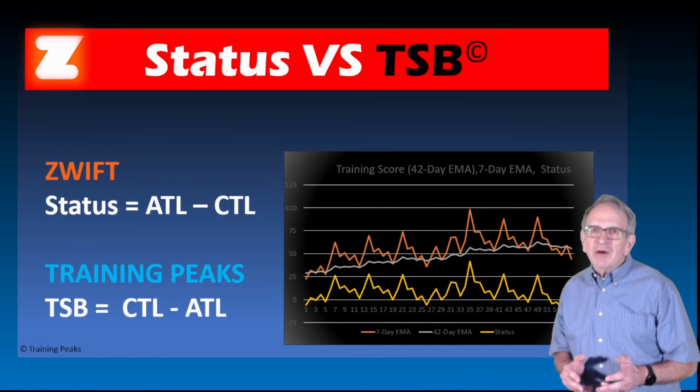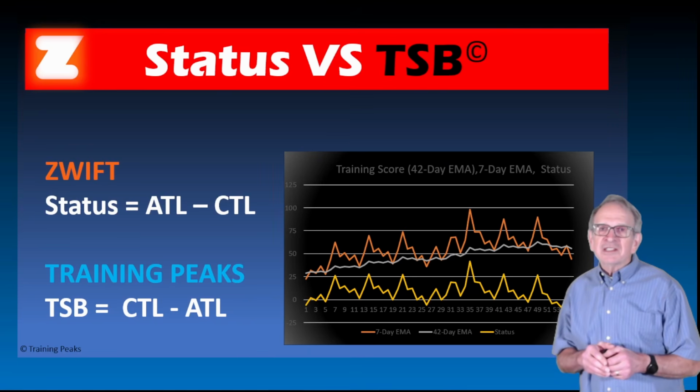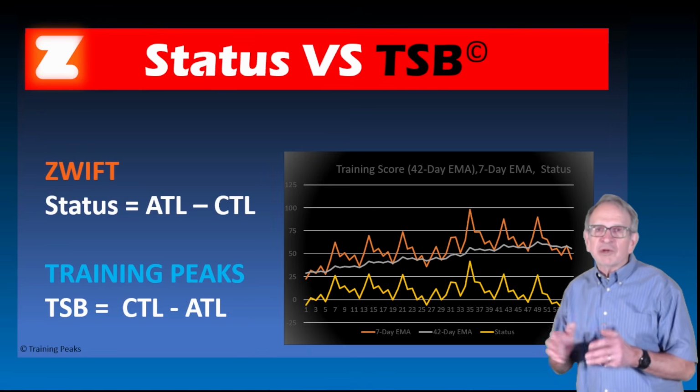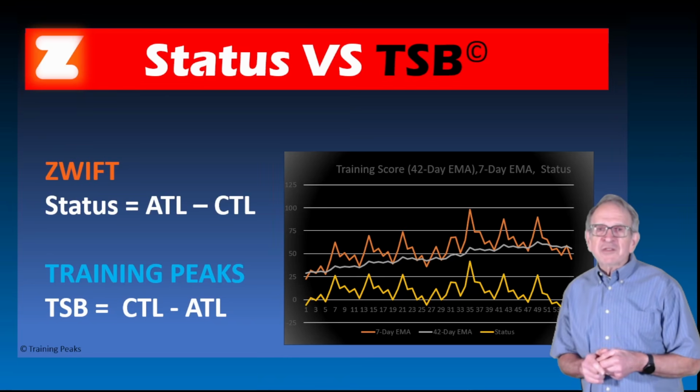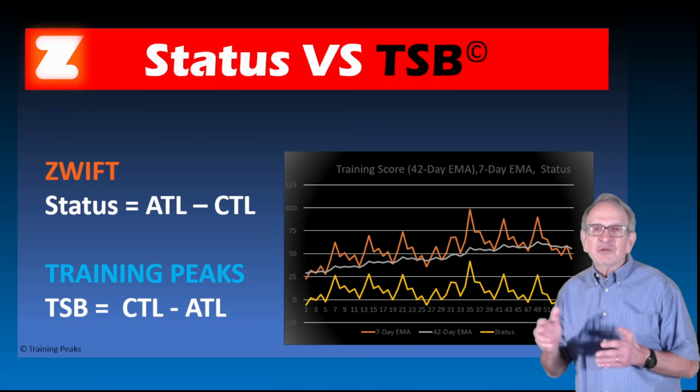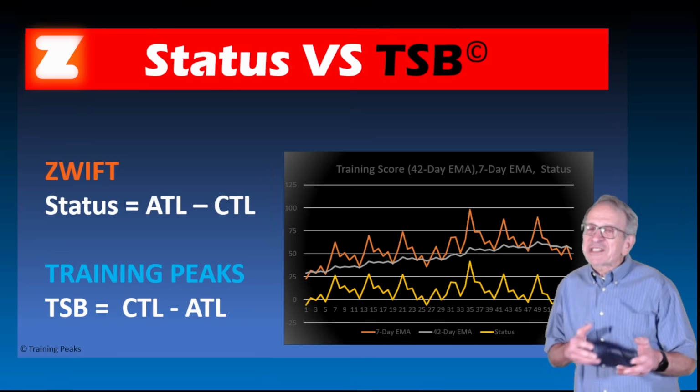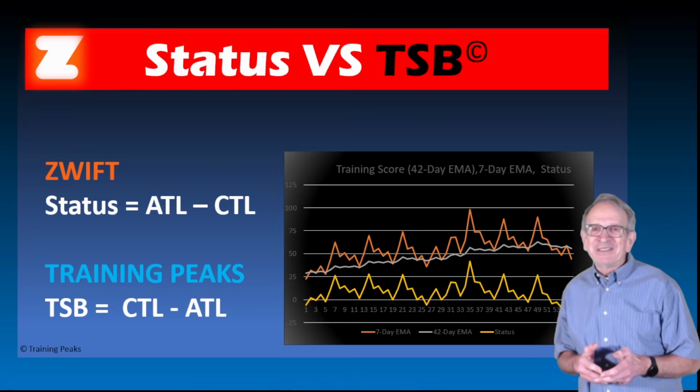Now, something to be aware of. While Zwift calculates status by taking the short-term training load and subtracting the long-term training load, Training Peaks flips those around. So for the Training Peaks training stress balance, they would calculate that by taking the chronic training load and subtracting the acute training load. Just something to confuse us.